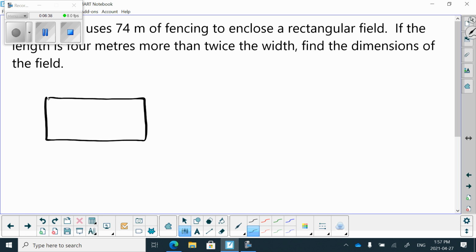If the length is 4 meters more than twice the width, find the dimensions. What should be our let statement? Let x equal the width. Okay? If x is equal to the width, when I write my let statements, I like to label things right now. So right now, x. If the length is 4 meters more than twice the width, 4 meters more than twice the width.